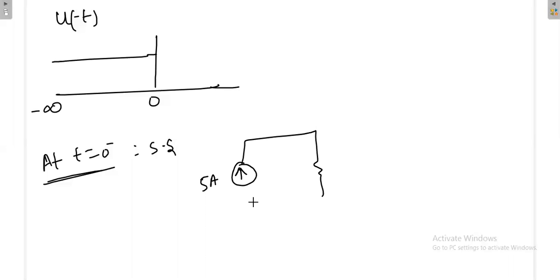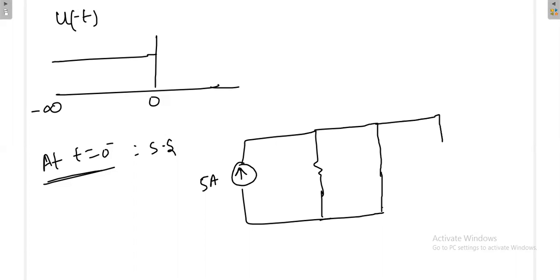This is one resistance. This is an inductor. Inductor at steady state is short or open? Short, sir. Yes. So the capacitor is open. Now what is the energy in the circuit? Which element will be having the energy? Capacitor? Inductor?